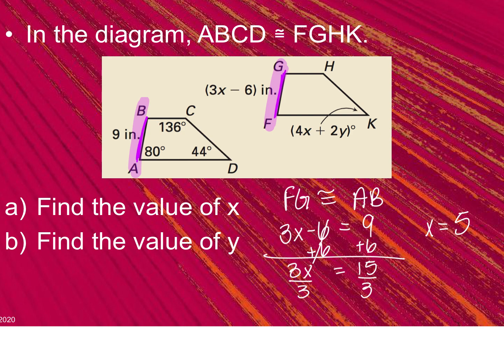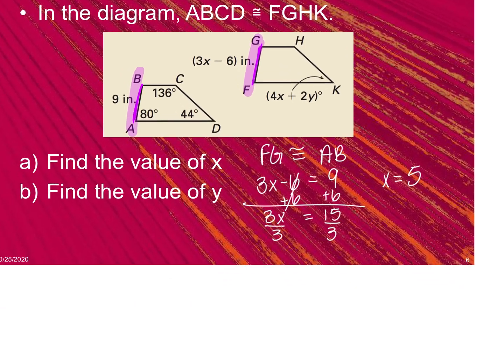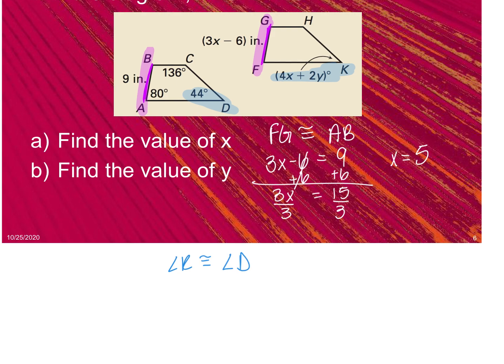All right, now they want me to solve for y. I found the answer for x. What do I know about angle K? Angle K is congruent to what? Angle K is congruent to angle D, so let me highlight that. It's 44 degrees. They're also giving me x in there, so what do I have to do with that x? Good, I'm going to substitute, plug it in. So I have 4x plus 2y equals 44.